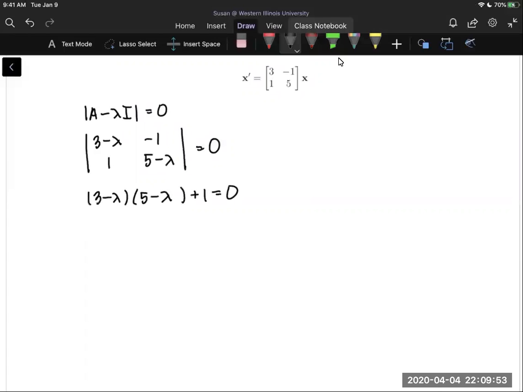Let's go ahead and expand. Lambda squared, let's see, we get a minus 5 and a minus 3 is a minus 8. A 15 plus 1 is going to be 16 equals 0. And so this factors to lambda minus 4 quantity squared. So we get lambda 1 equals lambda 2 equals 4. So we have multiplicity 2.